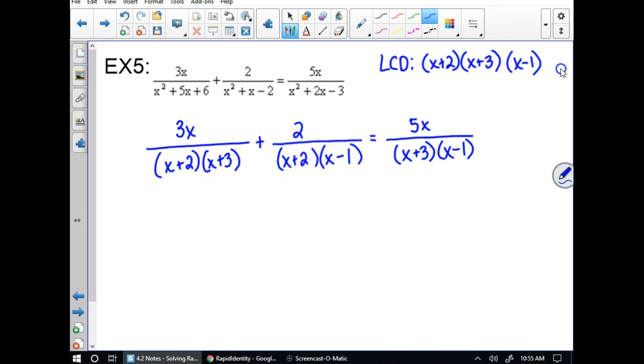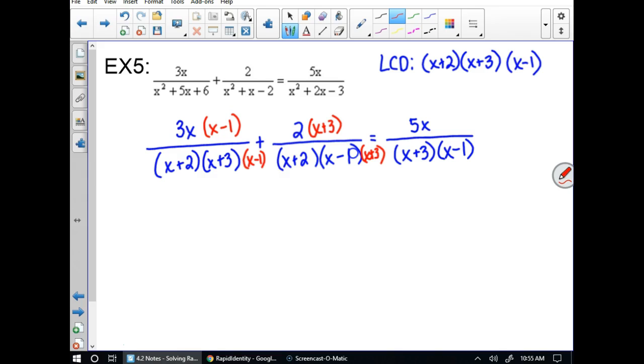But it's not going to be as scary as it looks, because if you look at the first fraction, you already have the x plus 2, you already have the x plus 3. What's the only one that you need? X minus 1. So we're going to multiply the top and the bottom by x minus 1. If we look at the second fraction, Colton, we already have an x plus 2 and an x minus 1. What do we need? X plus 3. So we're going to multiply the top and the bottom by x plus 3.